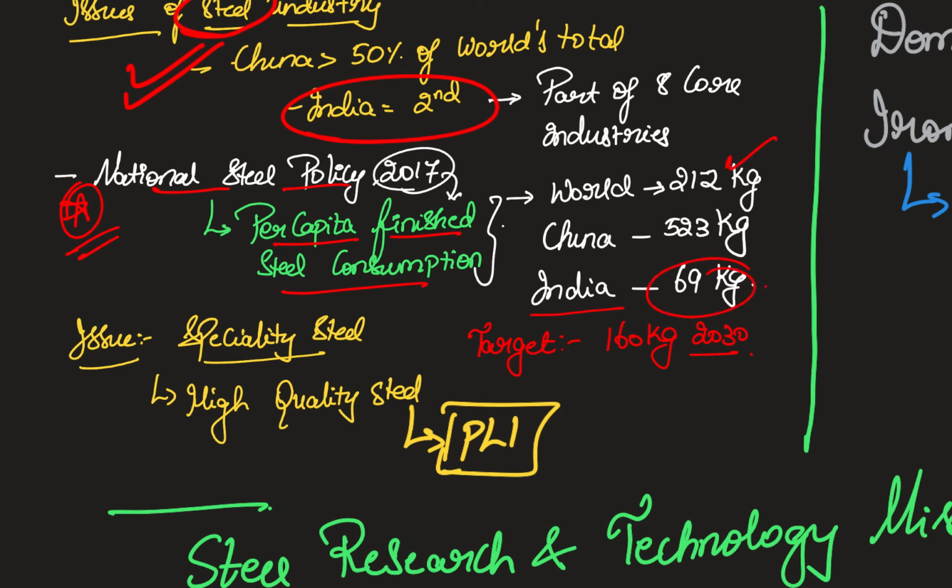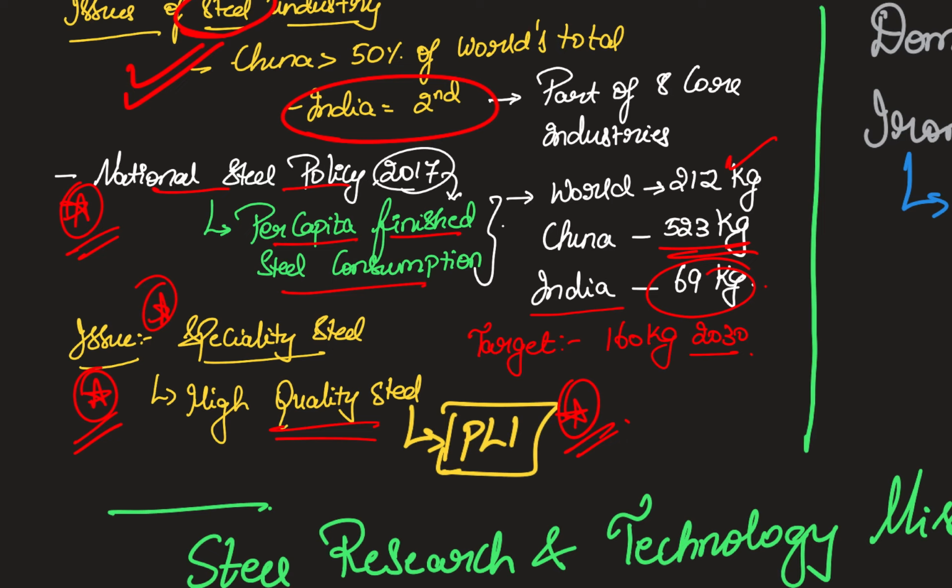India is almost one third of that, and China's per capita consumption is 523 kgs, which shows the sophisticated nature of Chinese infrastructure. Now, what is the issue? Despite being the second largest steel producer, we still import specialty steel, that is high strength steel or high specialty steel, which is used for certain sectors, and the PLI scheme is given to the steel sector to address this anomaly.